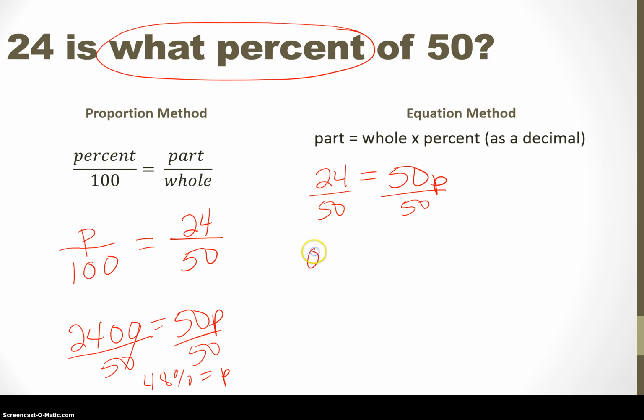So when you're isolating for your variable, just remember that in the equation method, you have to convert it back into a percent because in the equation method, your percent is written as a decimal.